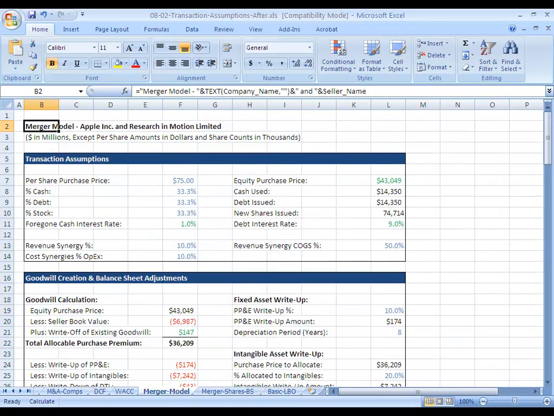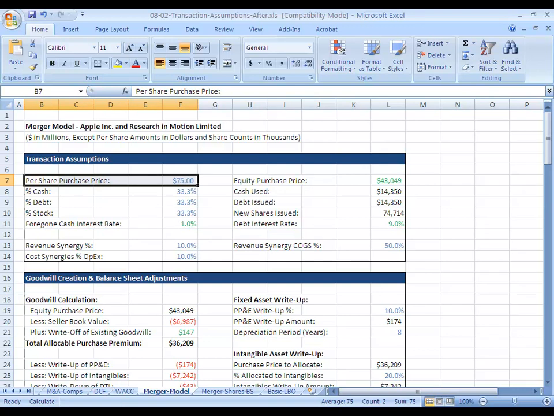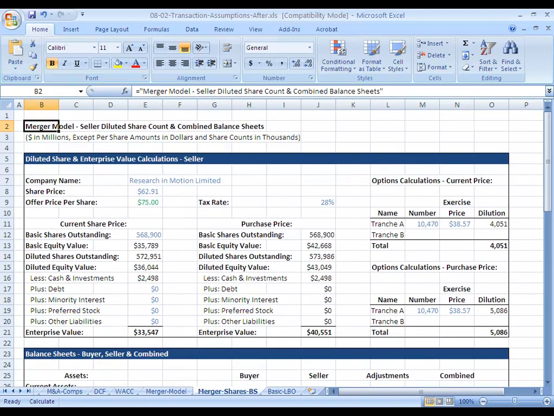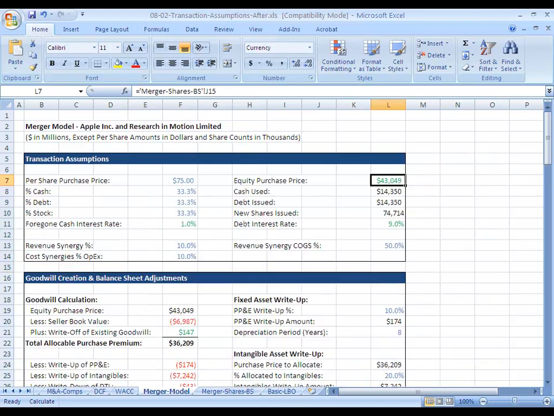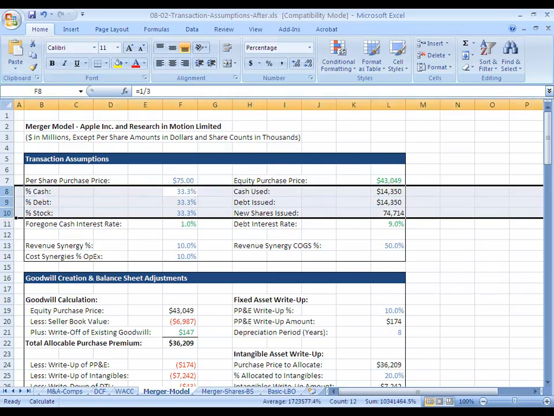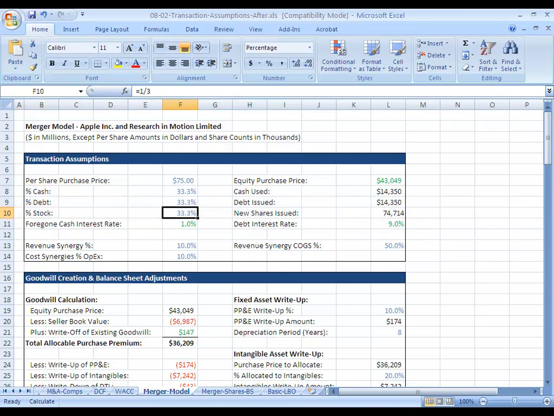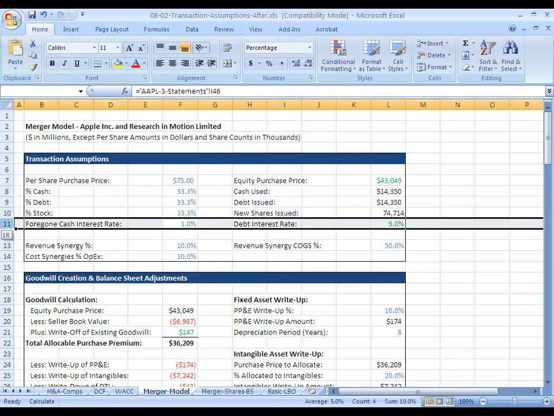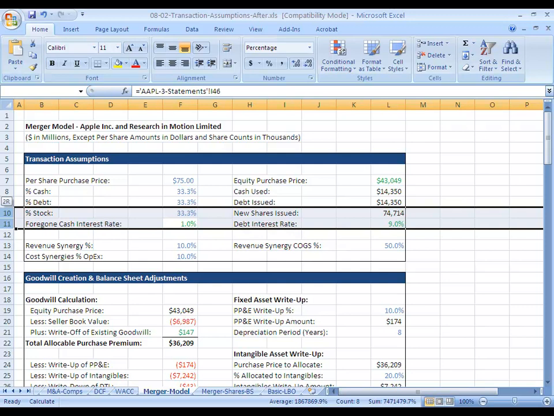So if you go back to our merger model, we had a per share purchase price. In this case for RIM, this was a scenario where Apple was buying Research in Motion. And then we figured out what the equity purchase price was. So we calculated diluted shares outstanding at the offer price, and we used that to get to the purchase price of the company. And then we figured out how much cash, debt, and stock Apple was going to use to buy Research in Motion. Then we had these other assumptions on the debt interest rate, the foregone interest on cash, and the new shares issued, and then on synergies.